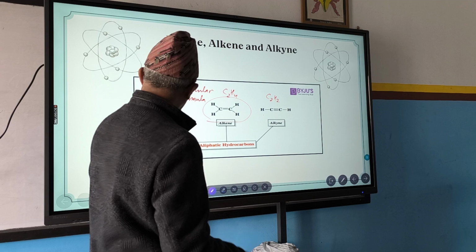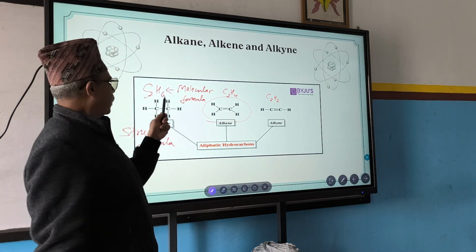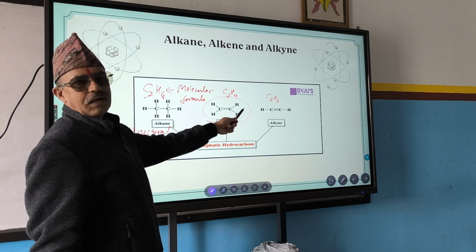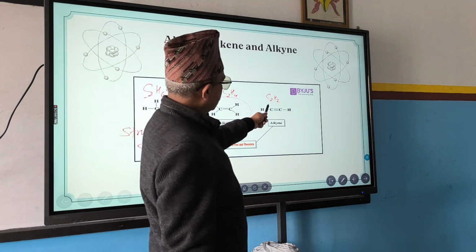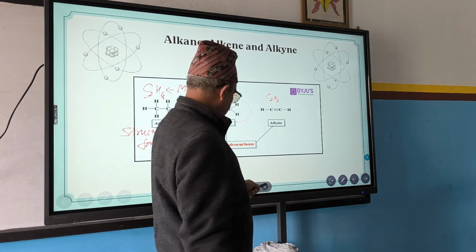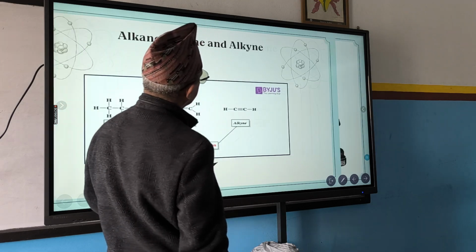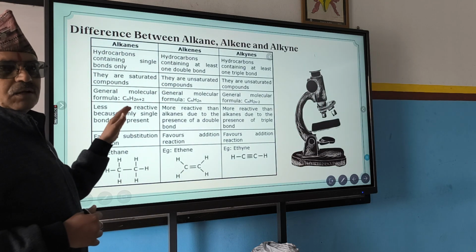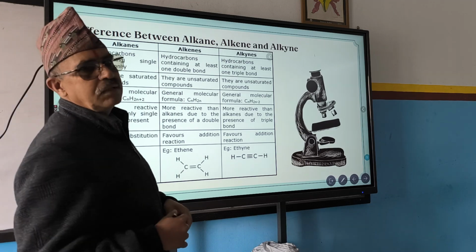Molecular formula: see, it contains 2 carbons. But how many hydrogens are here? 6. This also contains 2 carbons. How many hydrogens here? 4. 2 carbons and 2 hydrogens. Yesterday I saw in another slide the differences between alkane, alkene and alkyne. From here we can understand many more things.